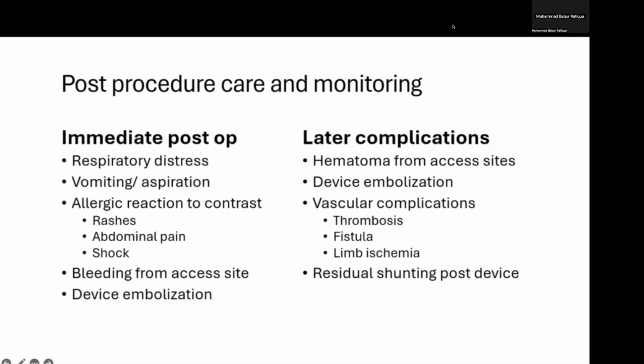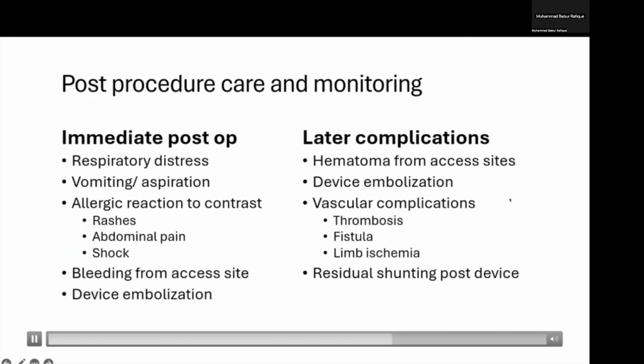So now we go on to the post-procedure care and monitoring. So immediately post-op, there can be respiratory distress, there can be congestion. Emerging from anesthesia, they can have vomiting and eventually aspirate. So we really need to be able to watch out for these. And sometimes we see allergic reaction, especially if we had to use iodinated contrast. So sometimes it manifests as rashes, abdominal pain, sometimes vomiting, sometimes shock. So anaphylactic shock.